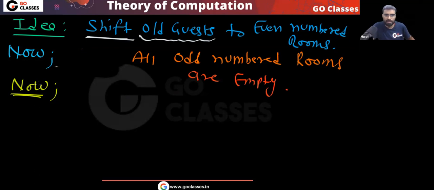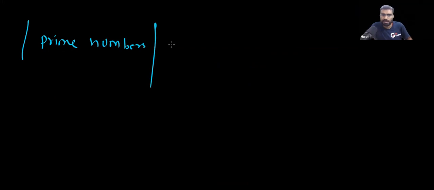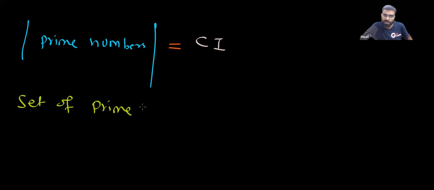Now something interesting I'm going to do. Before telling you anything, tell me how many prime numbers are there? What is the cardinality of prime numbers? That is countable infinite. Yes or no? Very good. The set of prime numbers is countable infinite. This you already know.